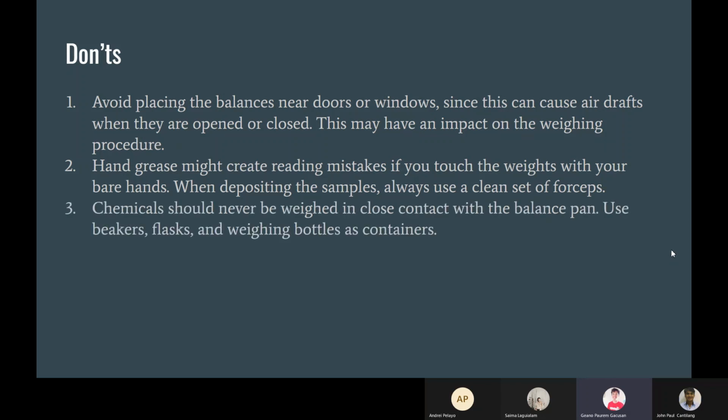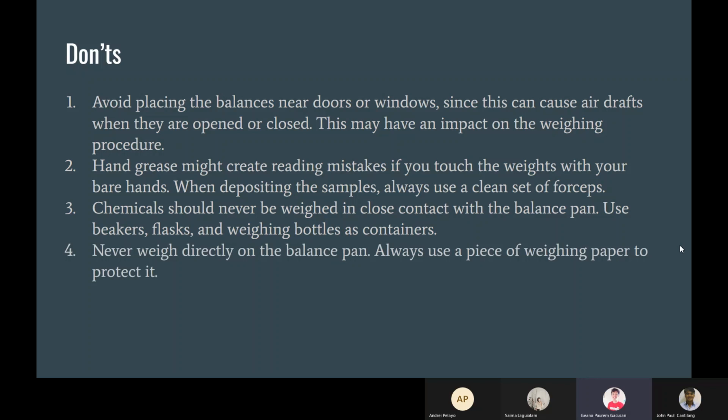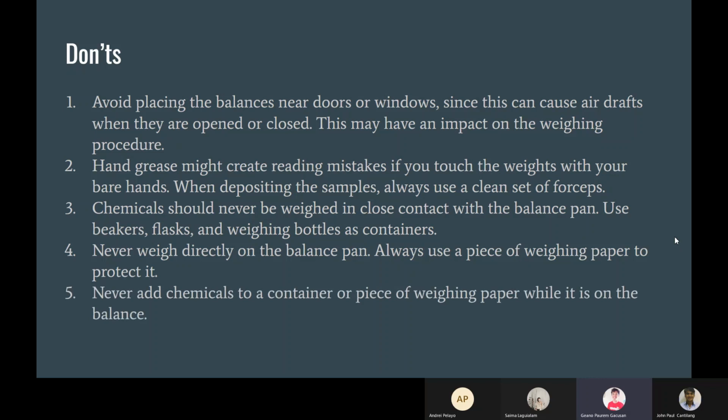3. Chemicals should never be weighed in close contact with the balance pan. Use beakers, flasks, and weighing boats as containers. 4. Never weigh directly on the balance pan. Always use a piece of weighing paper to protect it. 5. Never add chemicals to a container or a piece of weighing paper while it is on the balance.